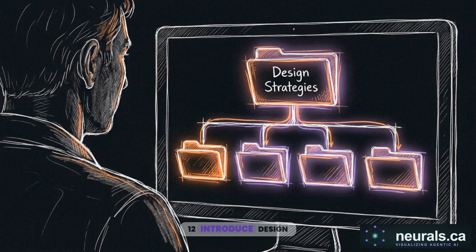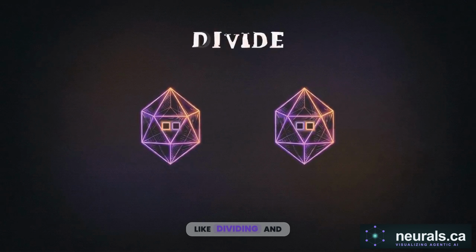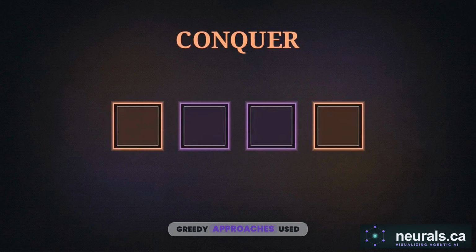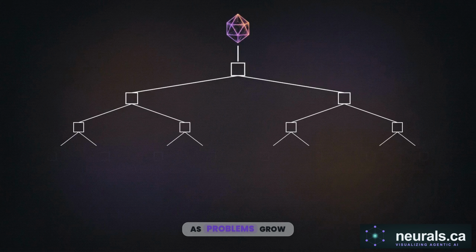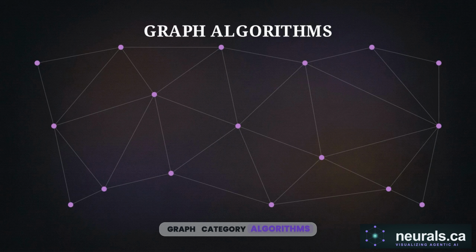Algorithms 9 through 12 introduce design strategies. These are the master methodologies, like dividing and conquering or taking greedy approaches, used to structure logic as problems grow in complexity. This diagram shows the graph category, algorithms 13 through 17.